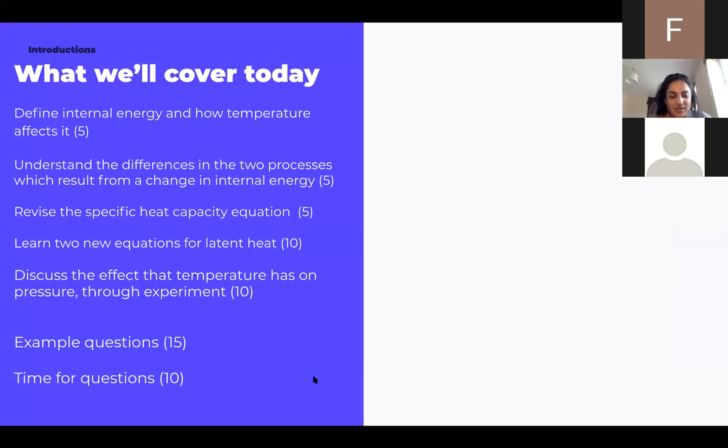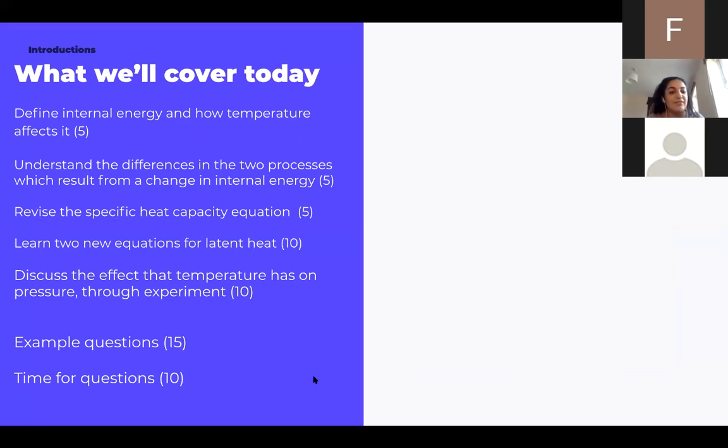And what we're going to cover today is talking about internal energy and kind of how temperature affects internal energy. So it's this new kind of energy that we've not seen before. Understand the differences in the two processes which result from a change in internal energy. Revise the specific heat capacity equation.